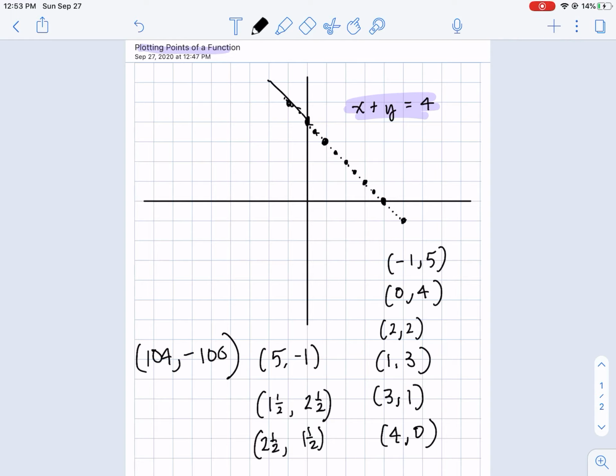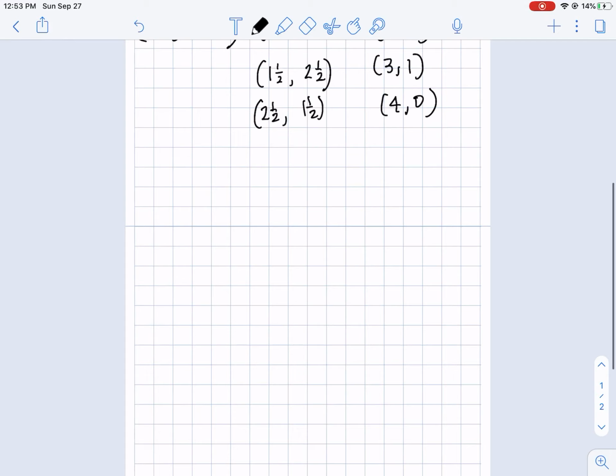And so hopefully we're starting to see that these points line up and we could have an infinite number of values that work in this equation, x plus y is equal to 4. And that is all a graph is. If you're wondering what the graph of a function is, write this down.